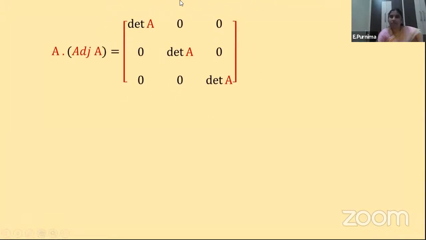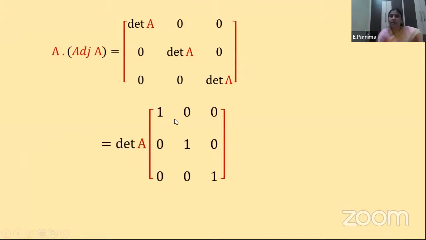So if you observe the entire matrix, the determinant A is common. Yes, every row is multiplied with determinant A. So the determinant A we can take common. Determinant A is taken common. So what is the matrix left here? 1 0 0, 0 1 0, 0 0 1, which is nothing but our identity matrix of order 3 by 3. Is it clear? So we can write it as A into adjoint A is equal to determinant A into I.